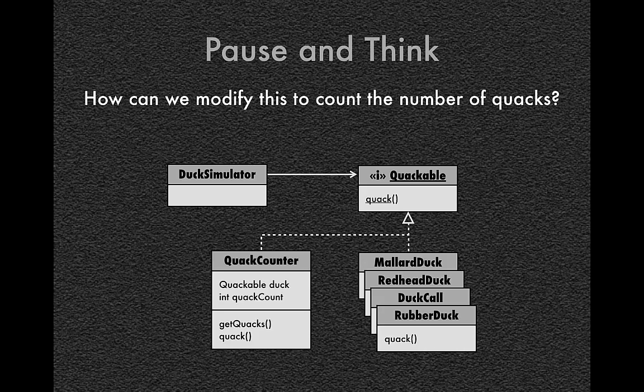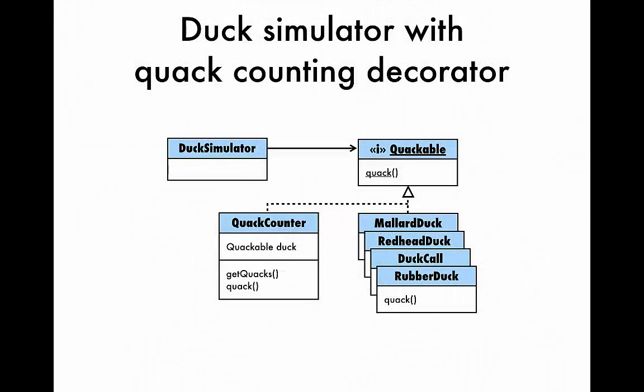As for modifications to existing code, it's similar to the last pattern. Code in the duck simulator that creates duck objects will have to be modified. This time, each new quackable that we want to count quacks for will have to be wrapped with the quack counter decorator. So now we have a duck simulator with a quack counting decorator.